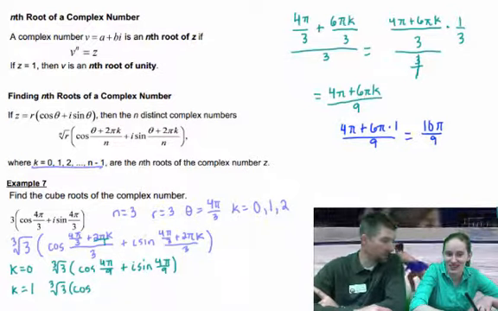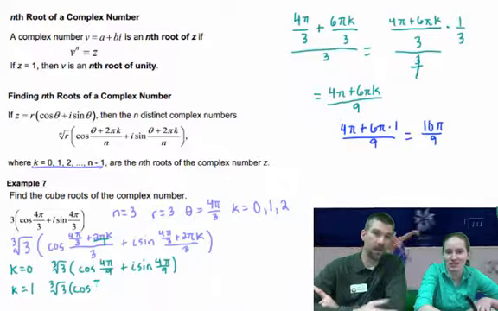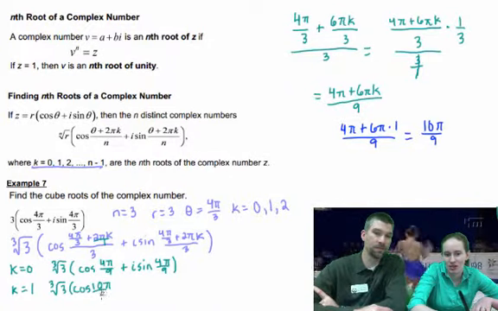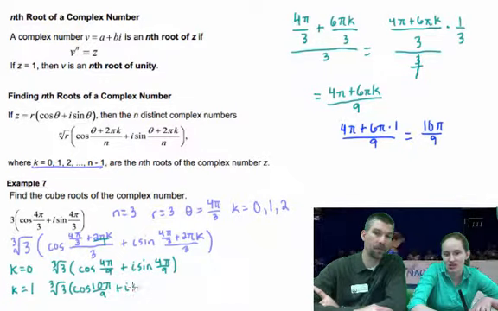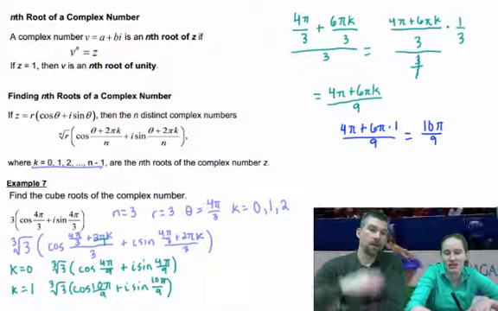I don't know. Okay, 10 pi over 9. Cosine 10 pi over 9 plus i sine 10 pi over 9. All right, that's when k equals 1.